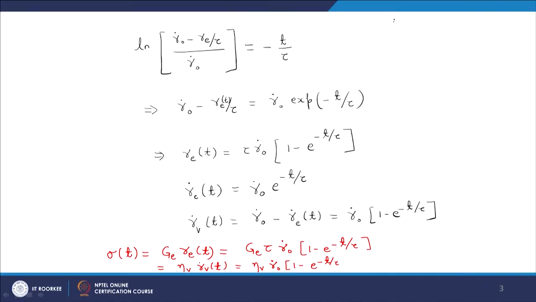So, in this case now, I will have different profiles for everything. If I look at my stress, the stress is going to start from 0 and settle to a maximum value that is given by eta v gamma naught dot, that is my sigma t. So, instead of stress relaxation, now we have a development of stress. I can do other profiles similarly.